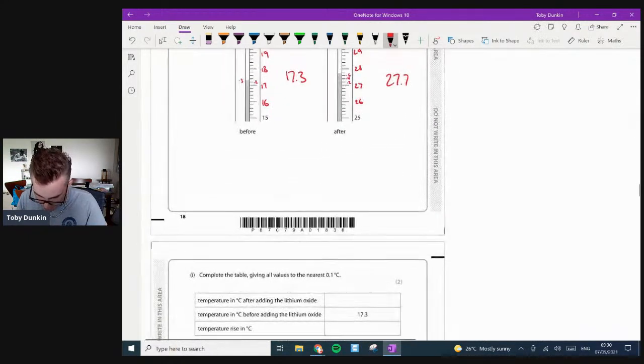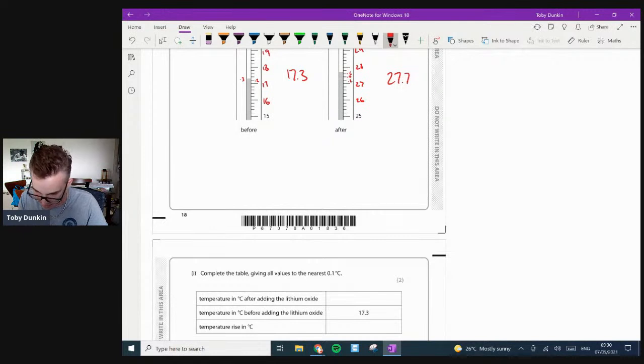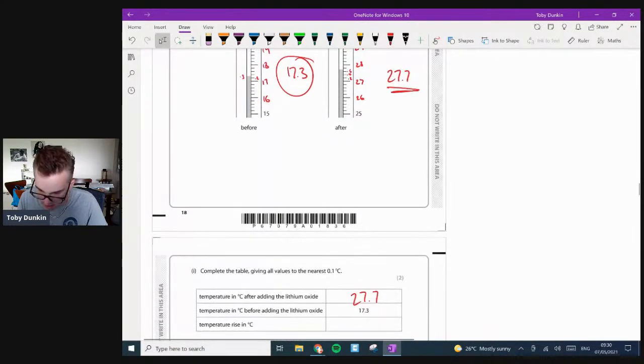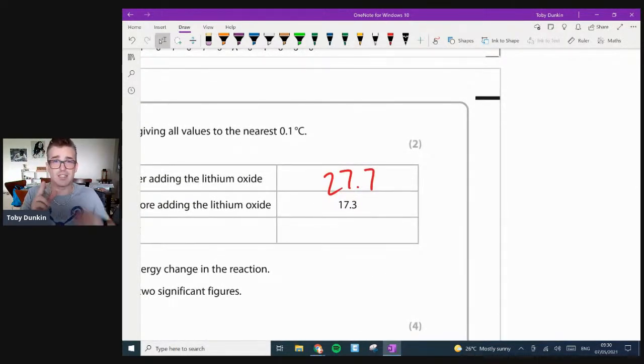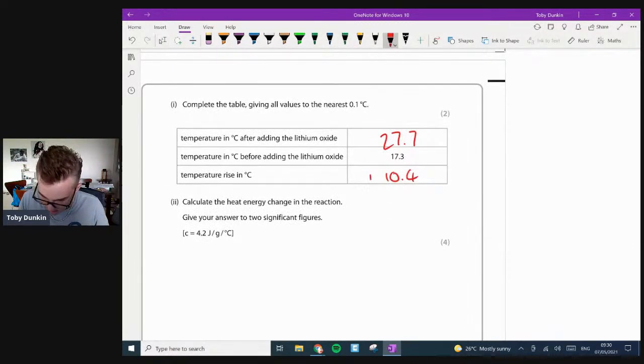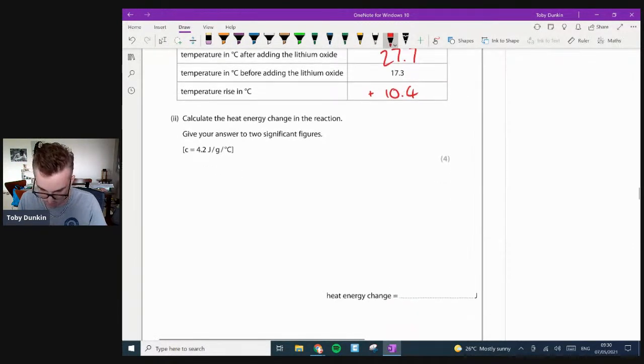Let's write them in. Temperature after adding the lithium. They always do this, so it reads backwards because students will just write down the first number in the box and lose that mark, lose both. So 27.7. And then the temperature rise, they've given us the 17.3. So now we just need to work out the difference. Calculator, never do those calculations in your head. I've got lots of very good mathematicians in my chemistry GCSE groups, and they tend to do these in their head. Please don't. 27.7 minus 17.3. So the temperature has risen by 10.4 degrees.